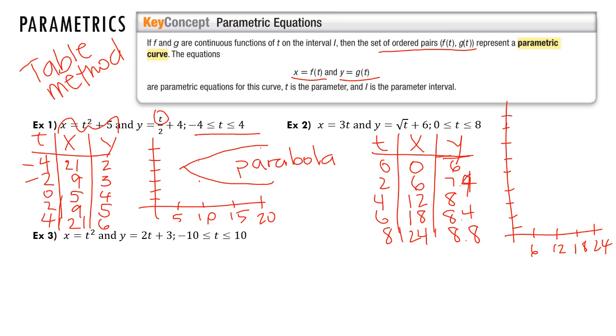1, 2, 8, 9. Okay. And I'm going to plot them. And remember to only plot the x's and y's. We're done with the t's. So 0, 6 is my first one. 1, 2, 3, 4, 5, 6 right there.